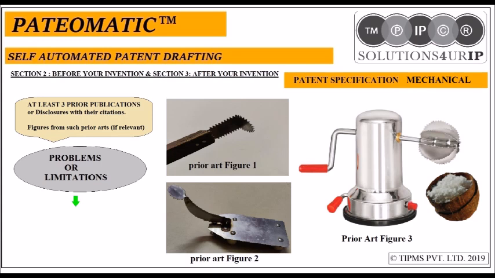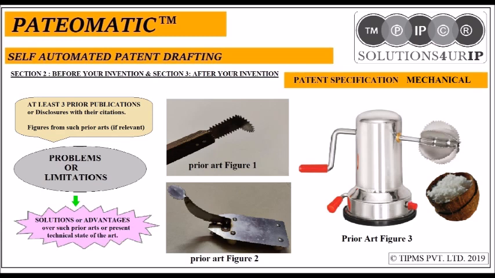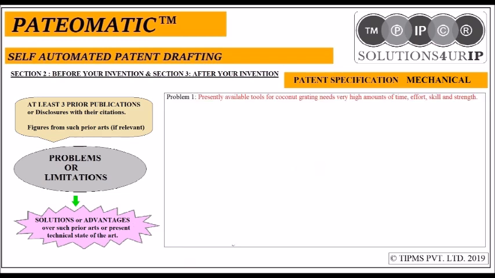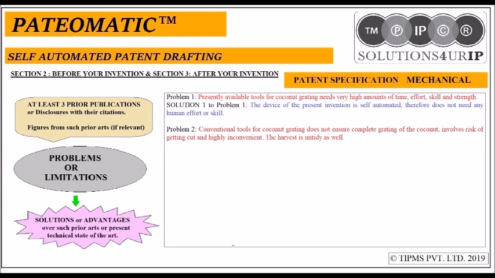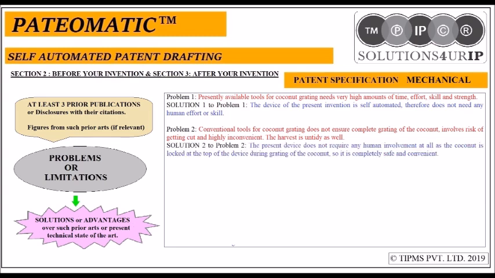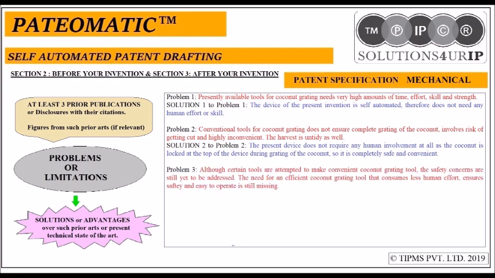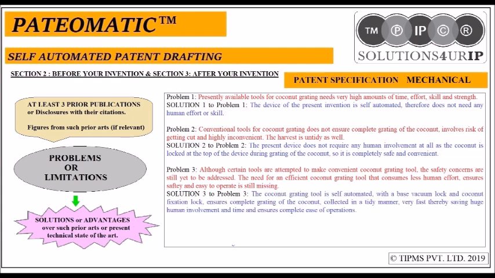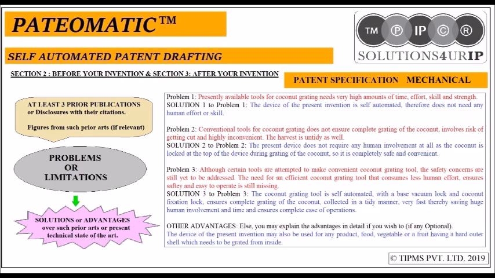Therefore, a problem statement justifies the necessity of your invention and is very crucial to explain the inventive step of your patent specification. In the context of this invention, the problem statements are: number 1, grating coconuts is very time taking. Number 2, presently available coconut grating tools are not safe and are inconvenient to use. Number 3, requirement of substantial human effort, strength and skill to grate coconuts with the coconut grating tools that are available at present. The corresponding solutions to the above problems are also discussed sequentially.